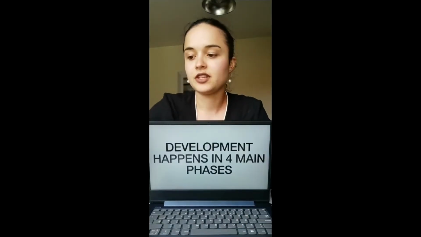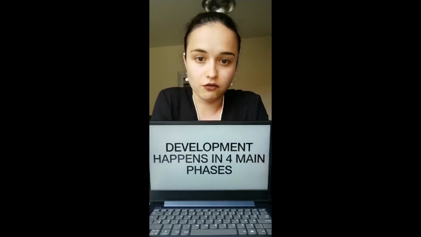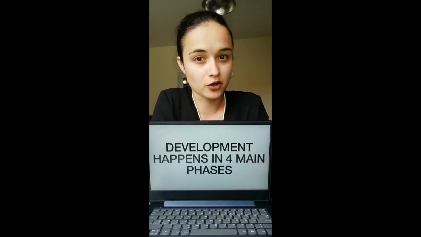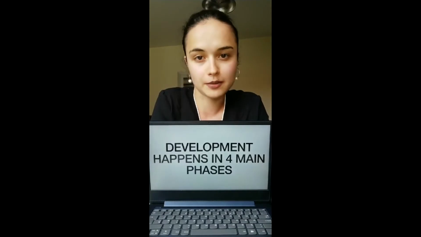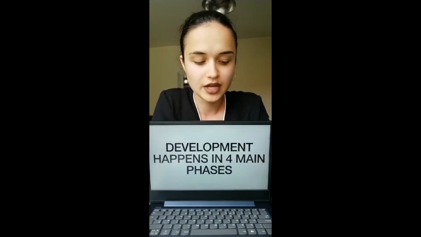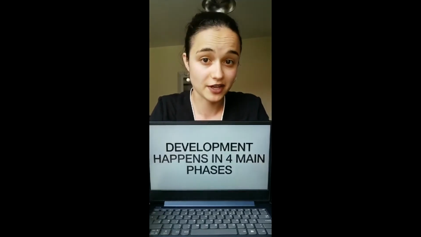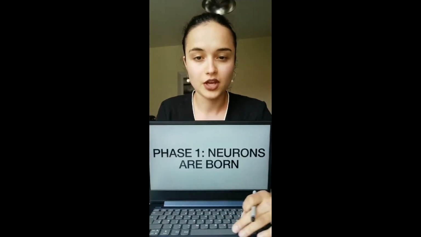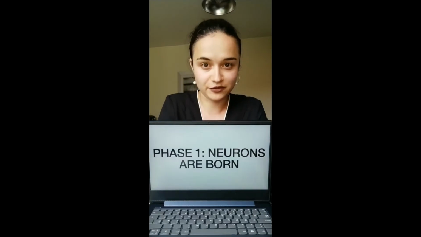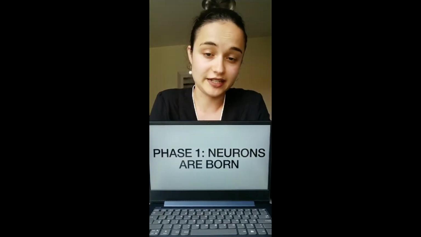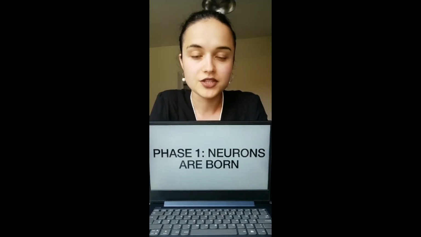So anyway, the development of the nervous system happens in 4 main phases. We will discuss those phases because it's important to understand that it's not a process which happens overnight. It's gradual, and a lot of important molecular signaling and a lot of important processes have to happen for this system to form. So the first phase of the development of the nervous system is that the neurons are born.